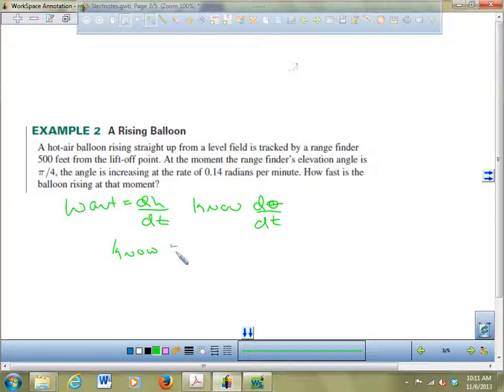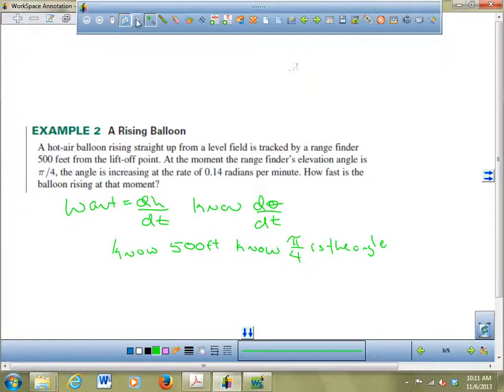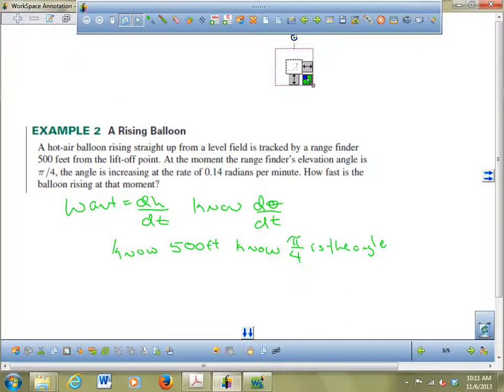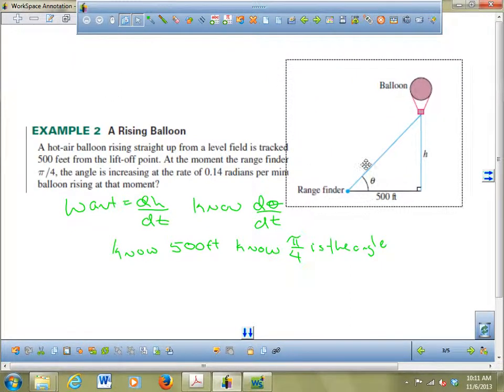So you know that it's 500 feet from the liftoff point, and at the moment the angle is pi/4. Can you draw a picture? Yes, I can. You want me to draw a picture of this? So with like cool half circles and stuff. There, I drew a picture.